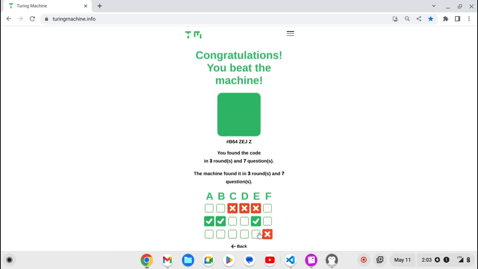So let's see, how did we do against the machine? Okay, so we tied it, but by definition, that is a win. So we both solved it in 3 rounds and used only 7 questions. Well, that was a great win.